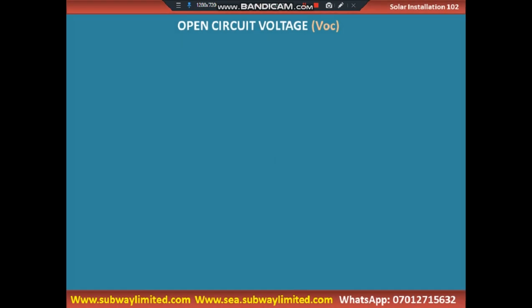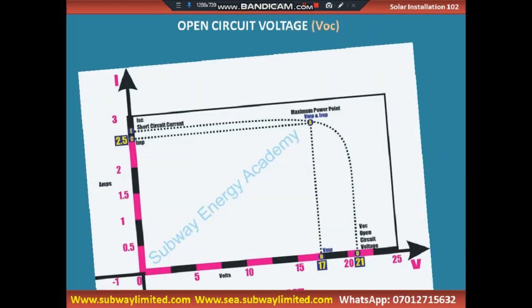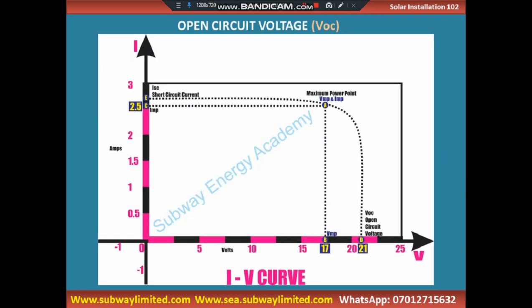Let's consider another point on the IV curve of a solar panel. This is open circuit voltage. Before now, we talked about maximum power points, whereby we talked about point A, the voltage at maximum power, and the current at maximum power.